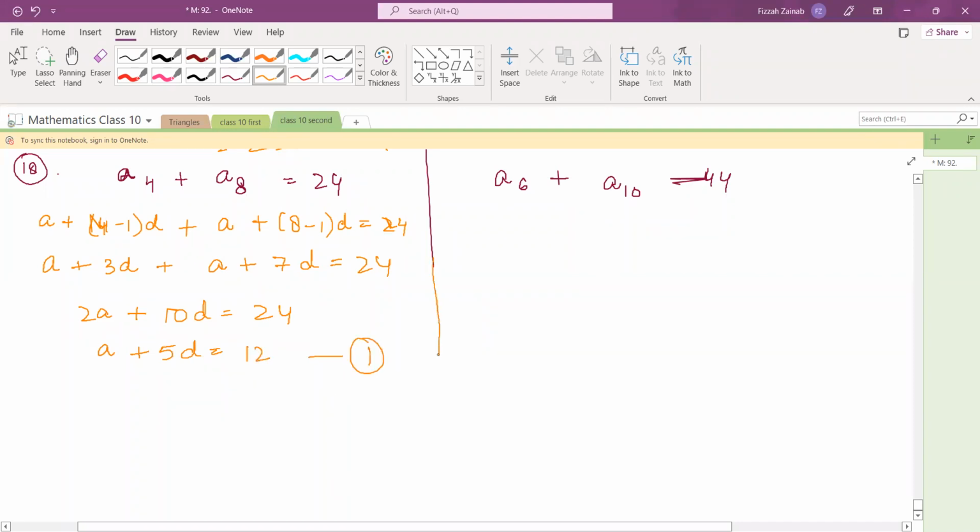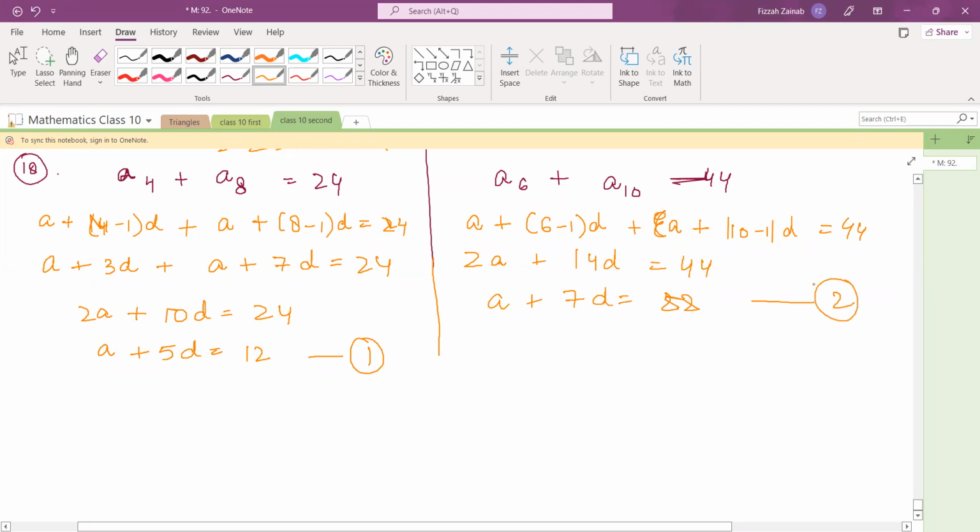Now your second equation you will get from here. A plus 6 minus 1 into D plus A plus 10 minus 1 into D is 44. So 2A plus 5D plus 9D, 14D, is 44. Again take 2 common. So A plus 7D is 22. Am I right? Yes. Now you solve it for A and D.